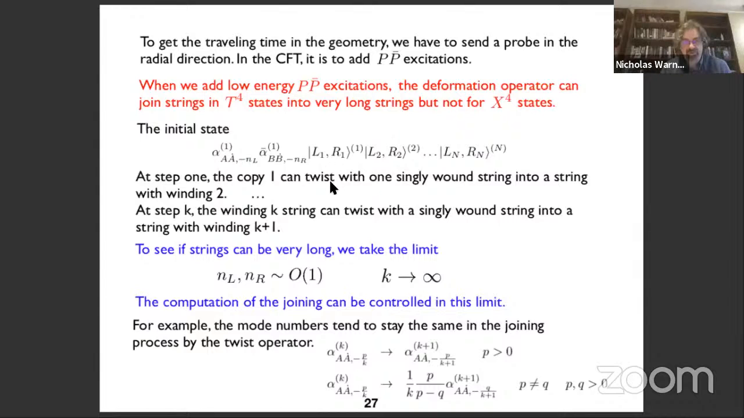Even if it's 0, 0? Yes, even for 0, 0, it looks like you can make longer 0, 0, but that's impossible because of the supersymmetric structure of the deformation.